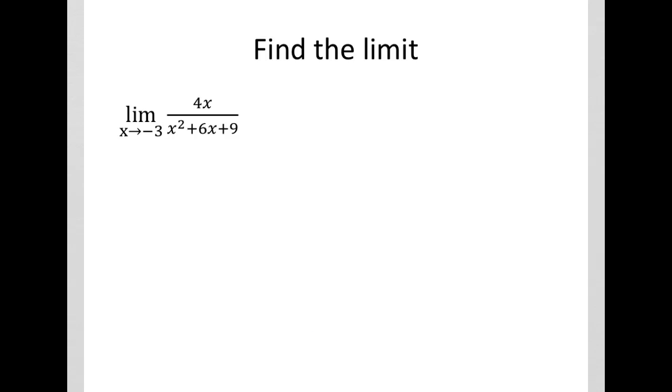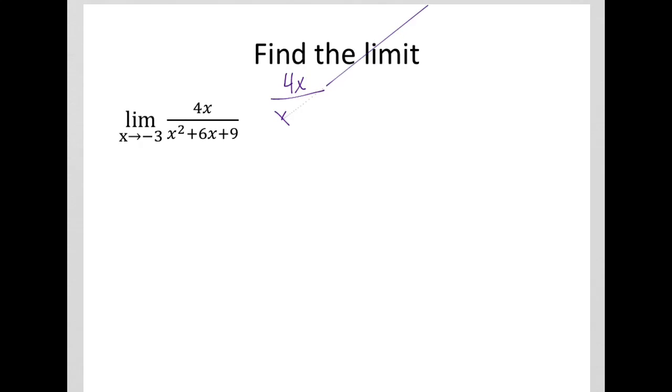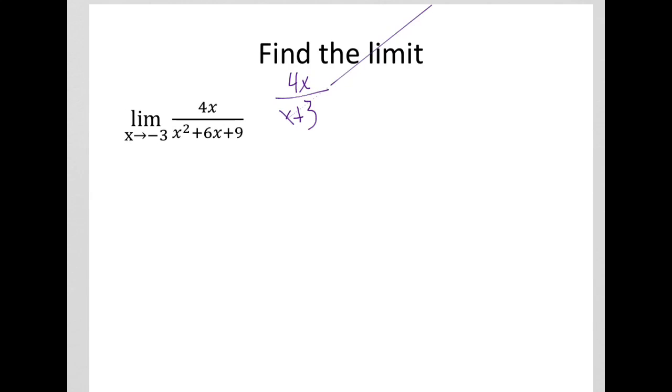Let's find this limit and recognize that this function is the same as 4x over (x plus 3) quantity squared. That's how that factors. So let's think about this graph. I have a 0 at x equals 0 from that numerator, and I have a vertical asymptote at negative 3. So sketch that in, and a 0 there.